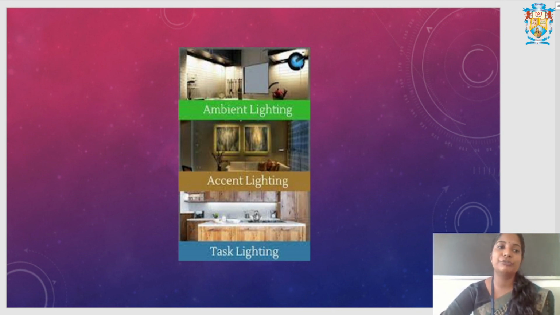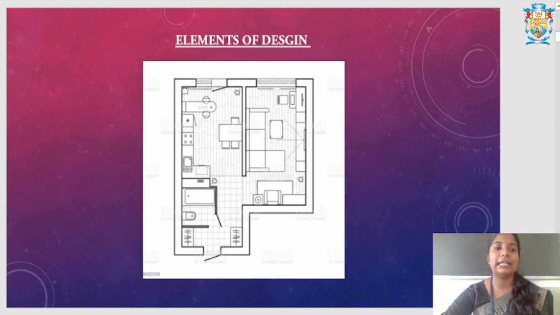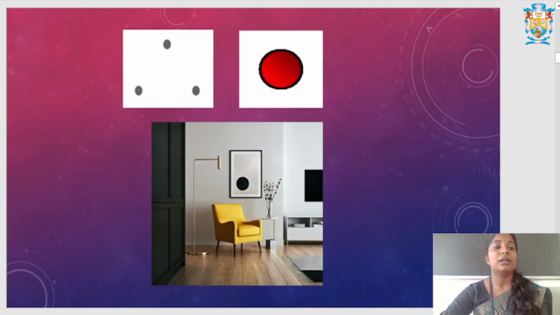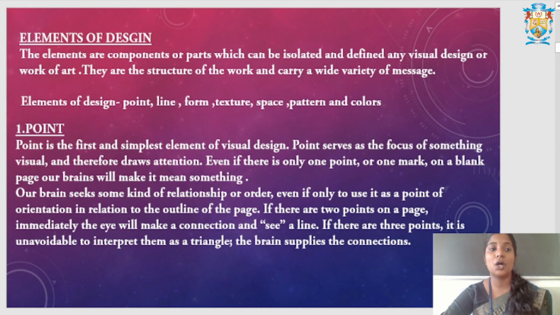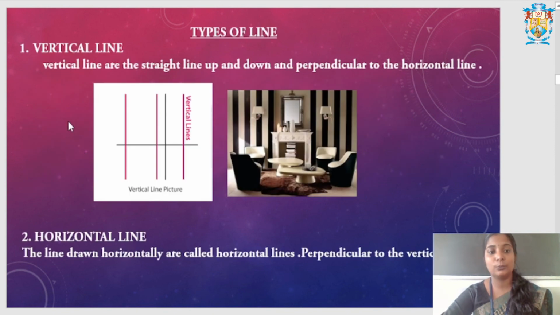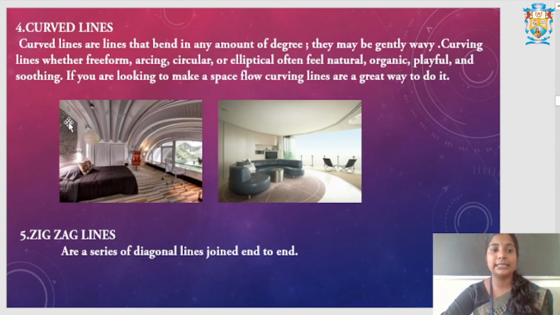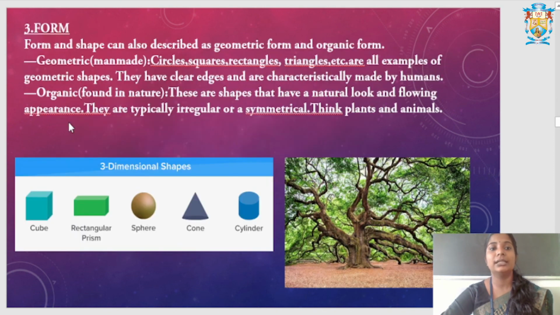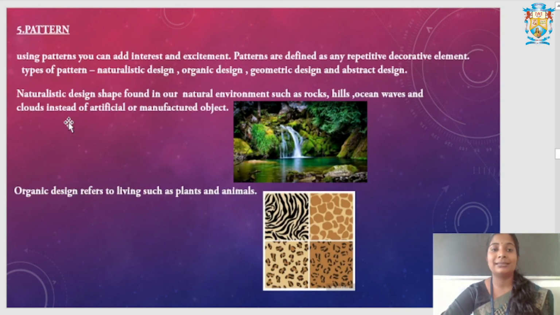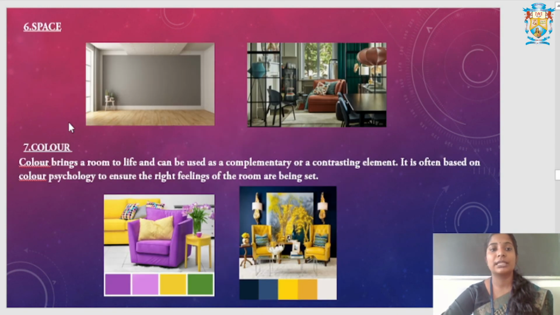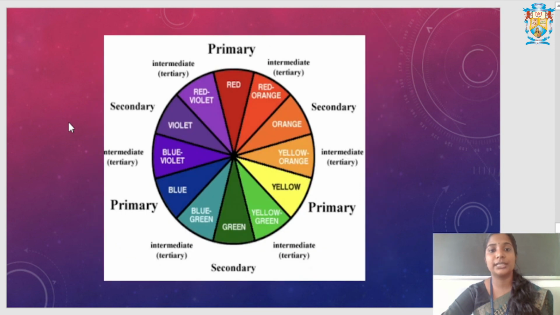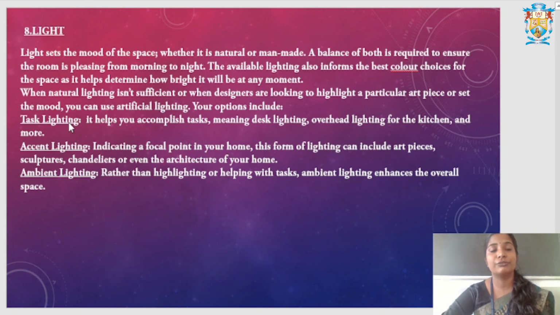So what are the elements of design? We have seen point. A point is a tiny solid circle. Then line, we have seen types of line: vertical, horizontal, diagonal, curved line, zigzag line. Form, texture and types of texture, pattern and types of pattern, space and colors: primary, secondary, tertiary colors, light and types of artificial light.